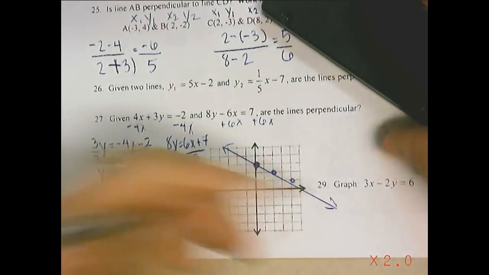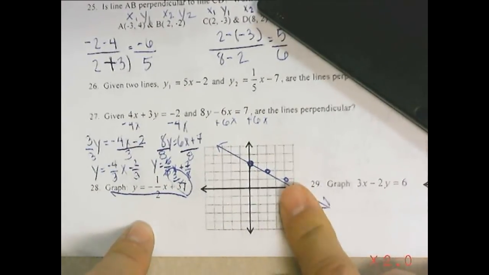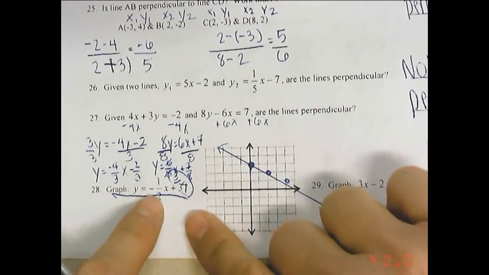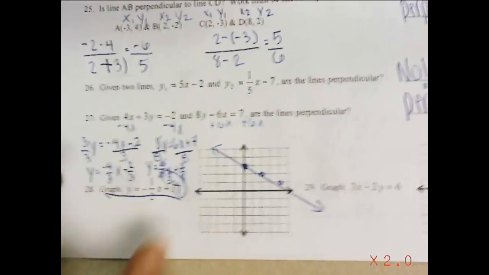All right, this line is going down. I didn't quite stick to my dots. And my slope is negative. So I graphed it correctly.